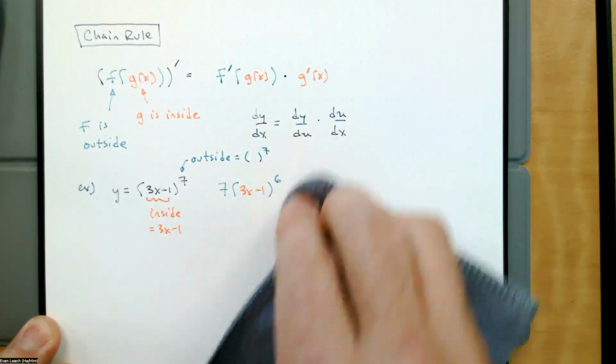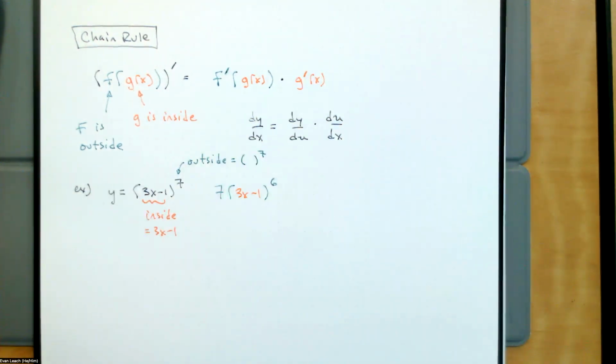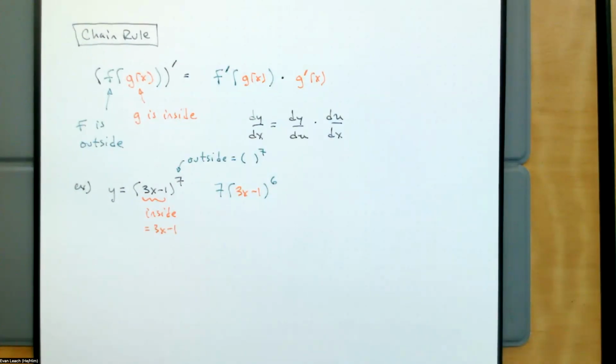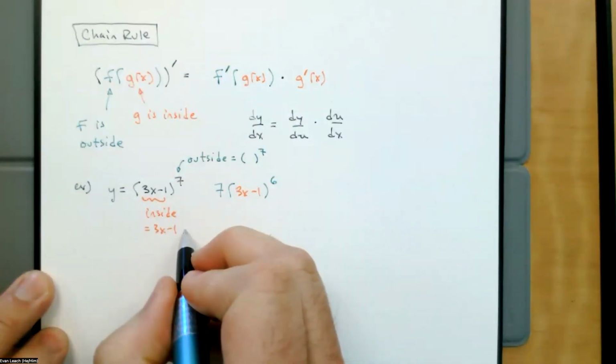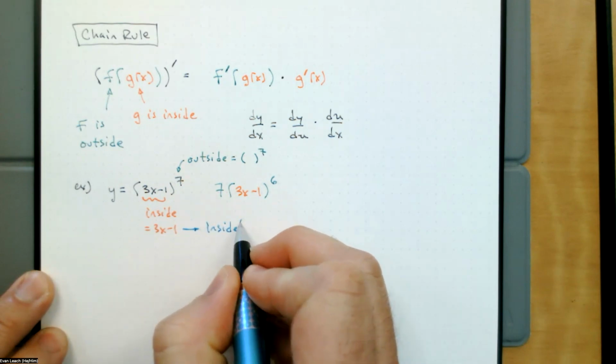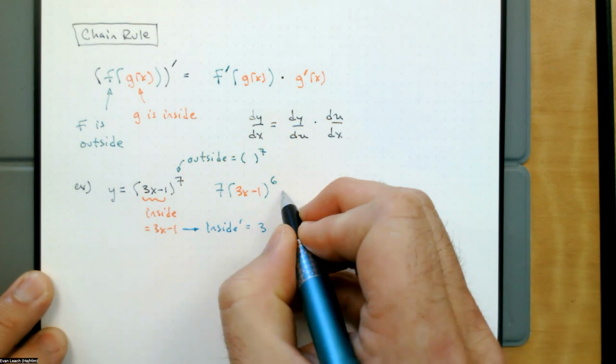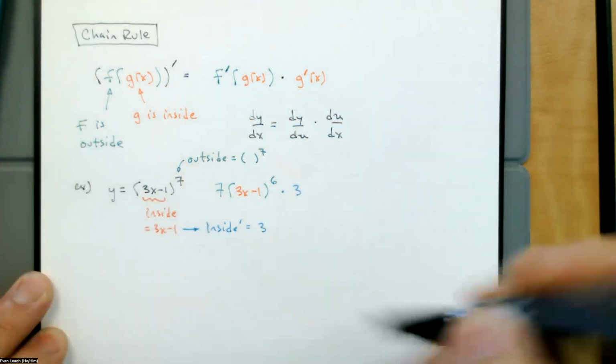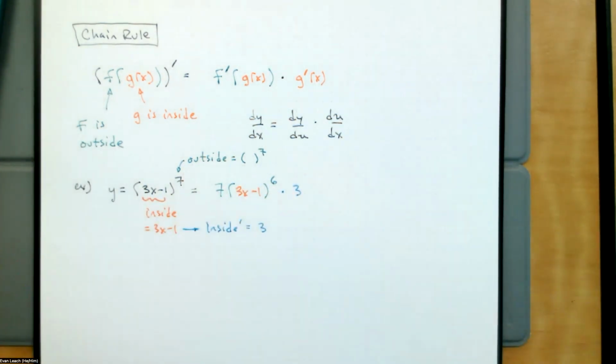Let's throw in a new color. So if the inside is 3x minus 1, one of the pieces we're going to need as a factor is the derivative of the inside. The derivative of something to the 7th power is 7 times that thing to the 6th power times the derivative of that thing. Any question? Yes.